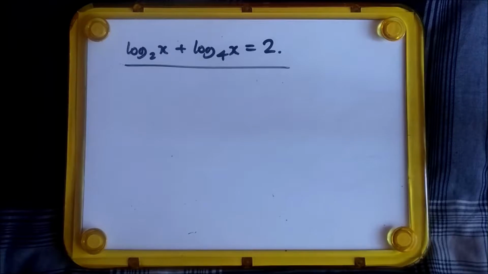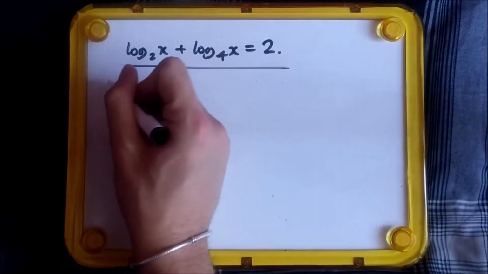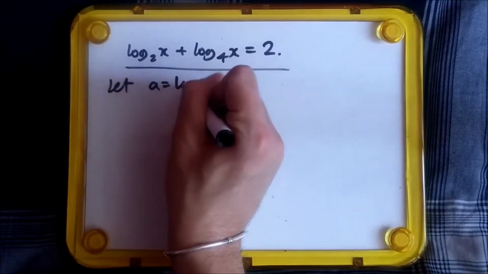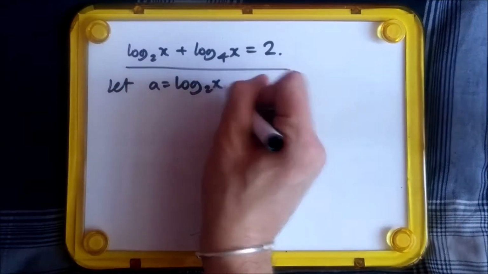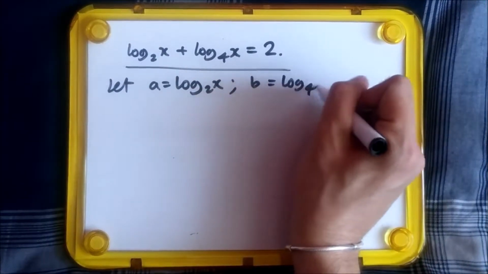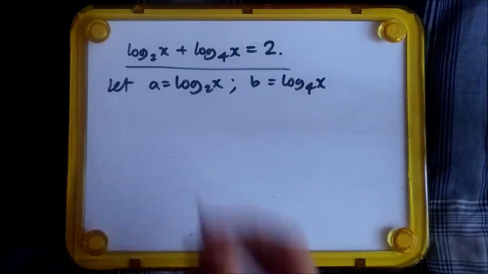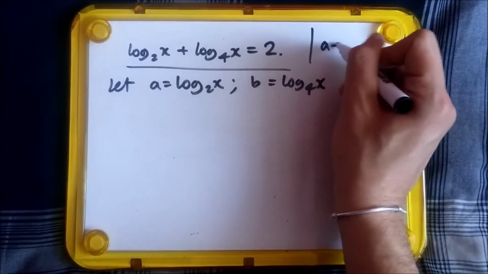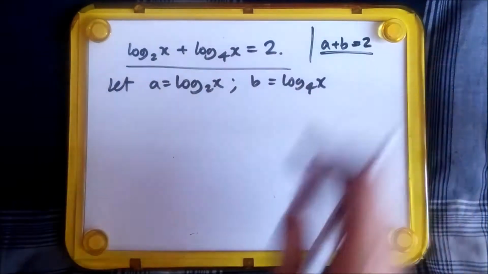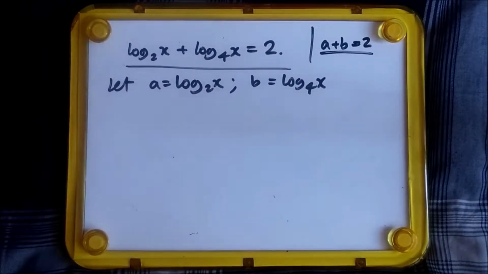Well, what I would personally do, because they're different, is give them different names. So I'll say straight off the bat, I'll let this entire term equal a, so a equals log 2x, and b would equal log 4x. Okay, so this implies that we're going to have, of course, a plus b equals 2. So you can see where we're going. Yeah, we're looking to get two simultaneous equations. Alright, so let's have a go.